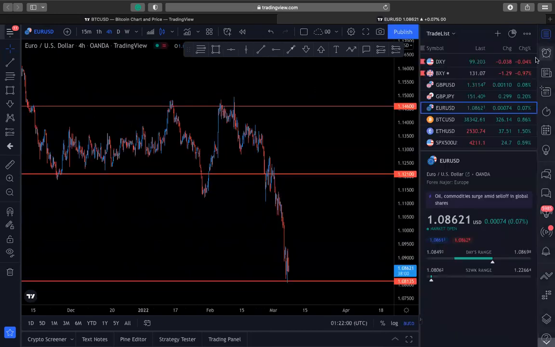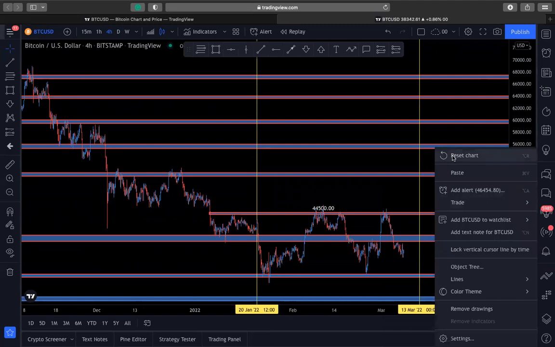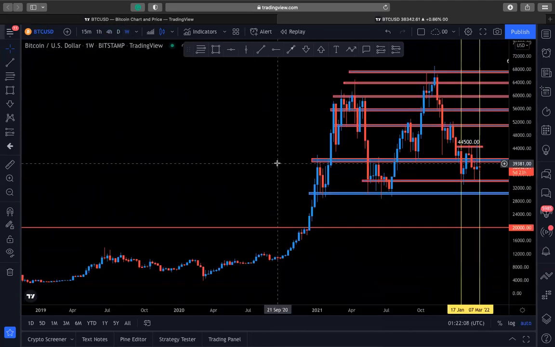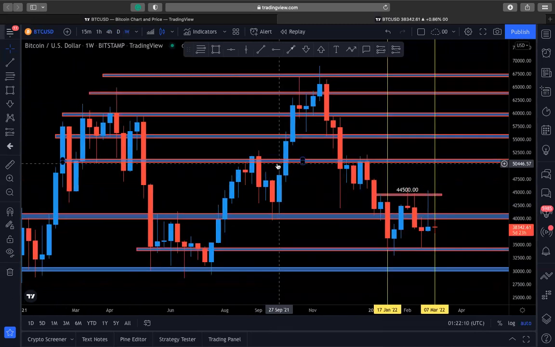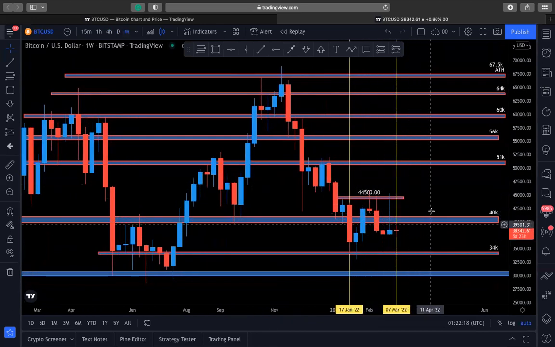Let's see. Bitcoin, so crypto always fun. Looking at our weekly, right? We're seeing price has been struggling to find a sense of direction between this 51K and this 34K level, in a sense, right?